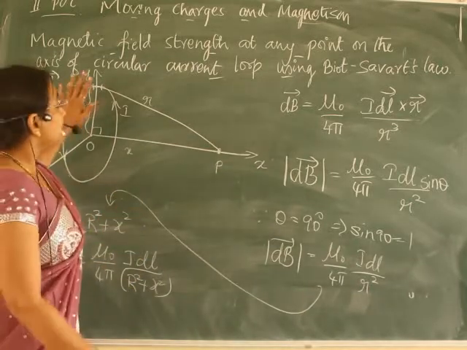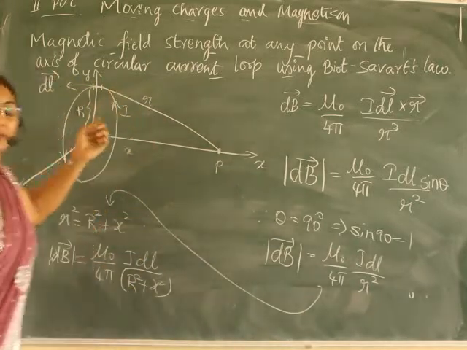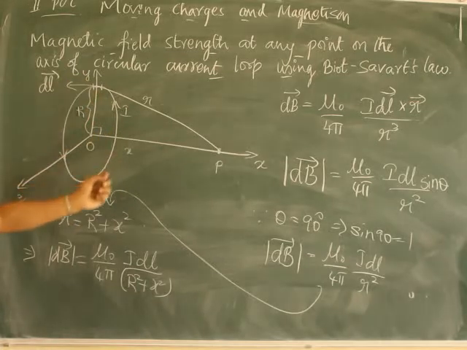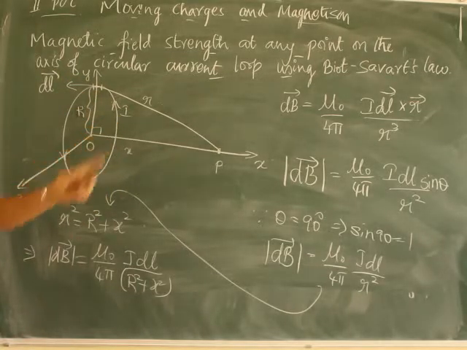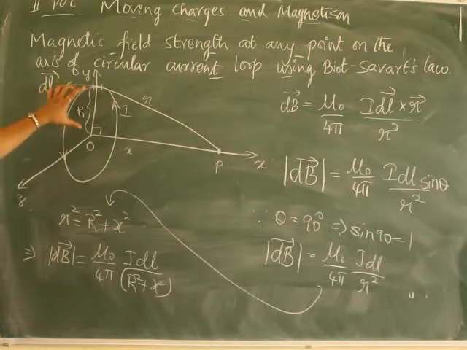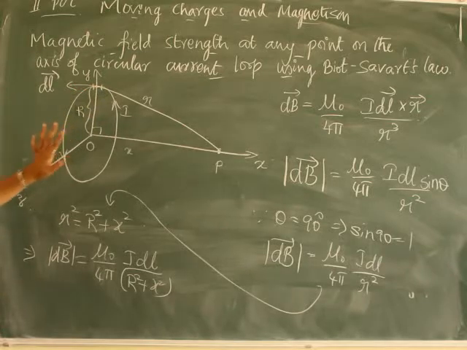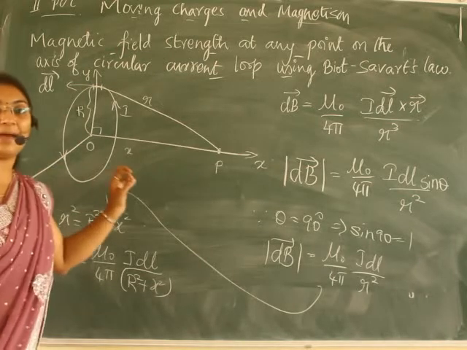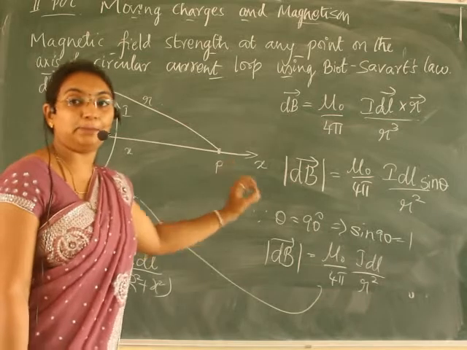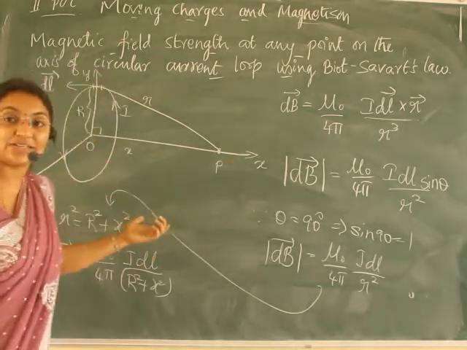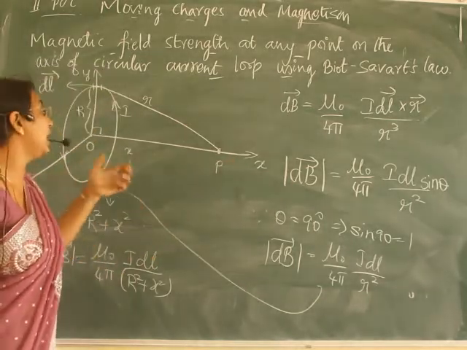See here. First, let me consider, what do I have to do? Let us consider a circular loop which is carrying the current I. Let capital letter R be the radius of the circular loop. Let us place this circular loop in an xy plane. We have to find out the magnetic field at a point P, which is at a distance x from the center of the circular loop.